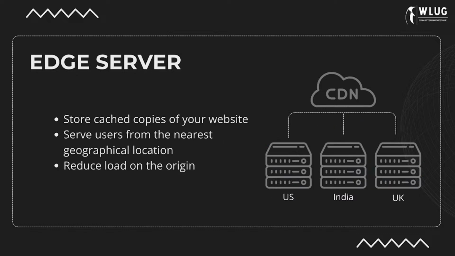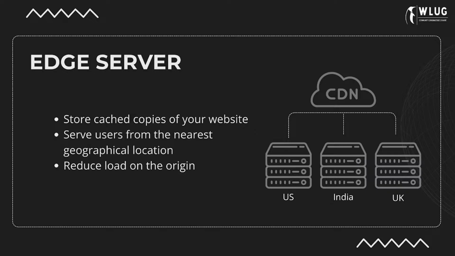Moving on to our third pillar, edge server. Your edge server stores copies of your content that it borrows from the origin server and serves users in the nearest geographical location. So what does that mean? For example, I'm a user in Jharkhand trying to access a file. I can access the file through a server in Bihar because it's closer, rather than a server in Pune. Doing so will help us increase the speed and reduce load on the origin.